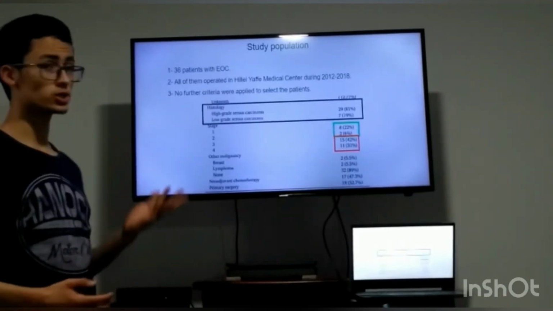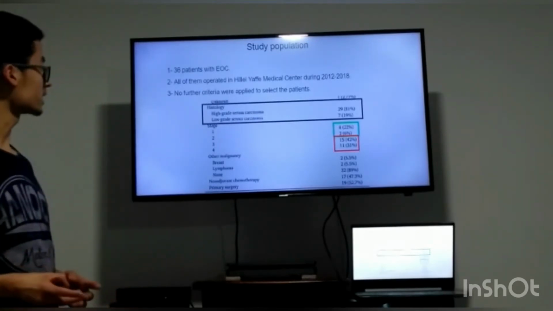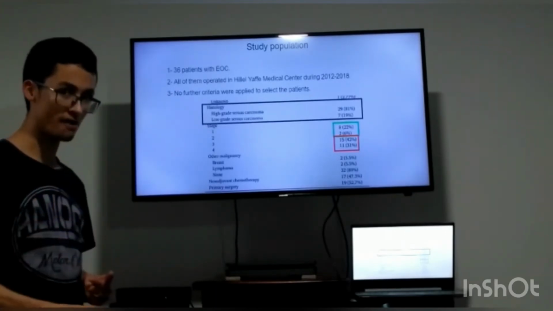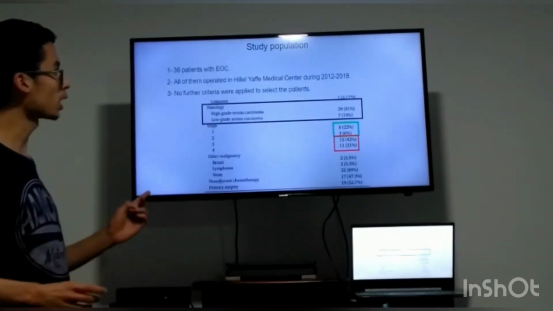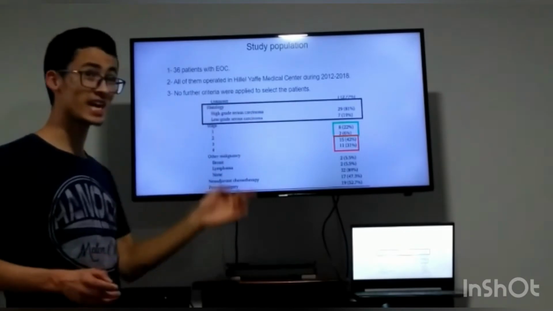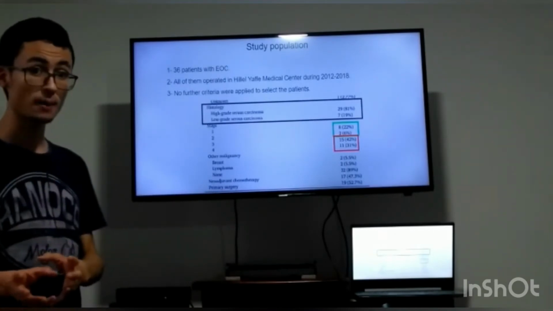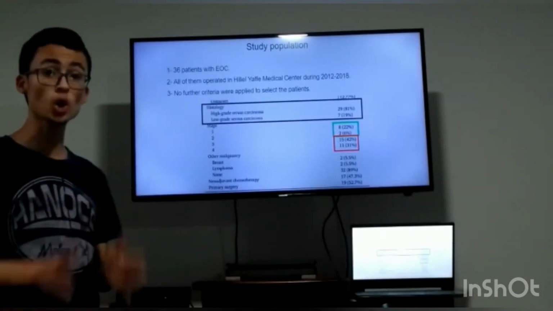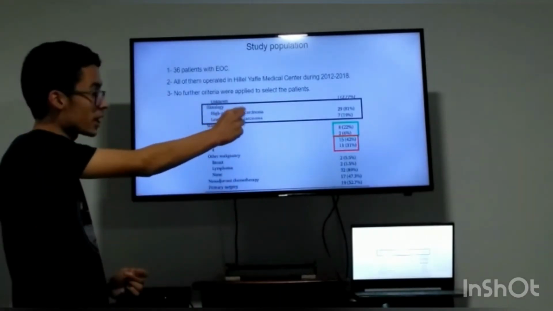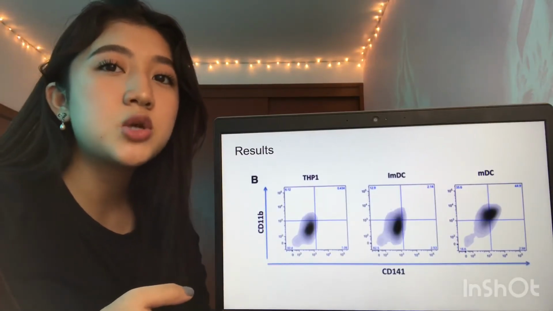In the study population, tissue samples were taken from 36 patients. All of them had epithelial ovarian cancer and were operated on in the same hospital. However, no further criteria apart from the time was applied to select them. A total of 10 of them had the cancer in an early stage and 26 had it in an advanced stage. But something that they all had in common was the histology of the cancer. It was a serous carcinoma, which means that the stroma was not affected. In the results, the percentage of the dendritic cell population is shown in figure B.